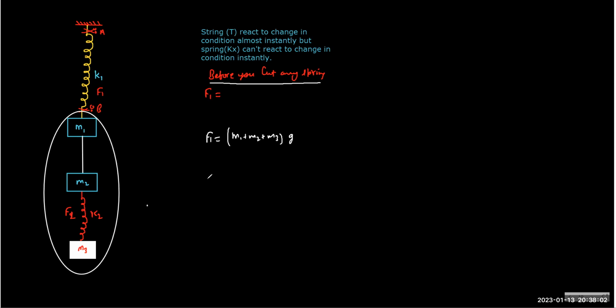Similarly, what about F2? The lower spring is holding how much weight? M3G. And right now, if I ask you the tension, how much tension is holding the weight? What is T before? What weight is T holding? M2G plus M3G. Very good. So gravity is pulling both, and it is the tension which is actually responsible for holding it. So this is how we analyze.